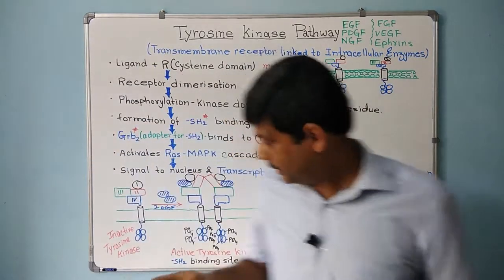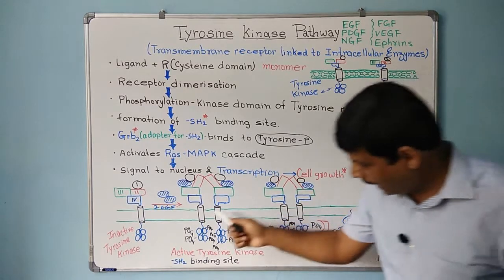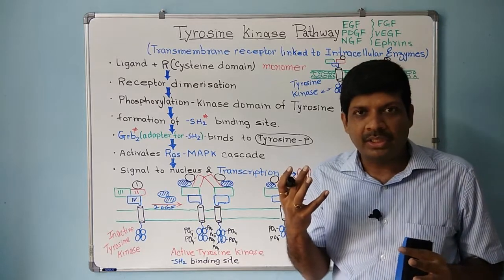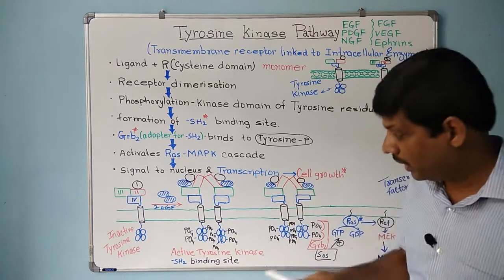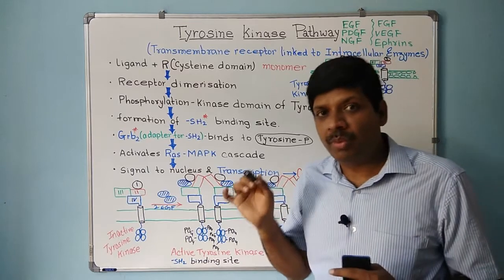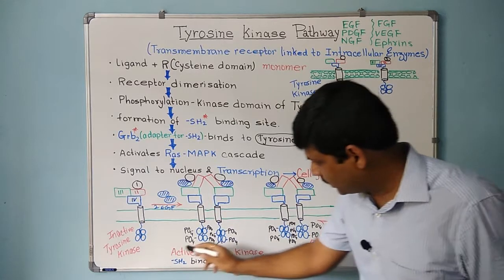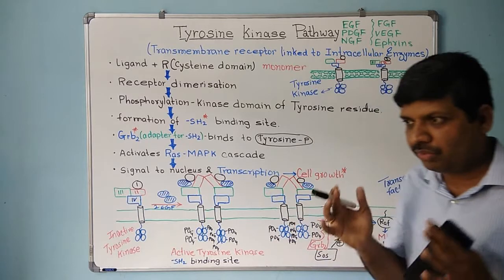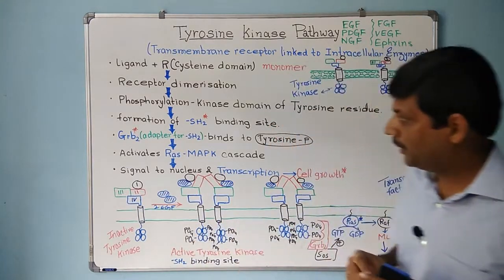Now after that, what happens? So here it becomes the active tyrosine kinase. Now activation will lead to the formation of a pocket-like structure, and that formation is basically for the SH2 domain. SH2 is SRC homology type 2. So that's the formation of the SH2 domain, or the formation of a pocket for the SH2 domain. Now the significance of the SH2 domain I will tell you.